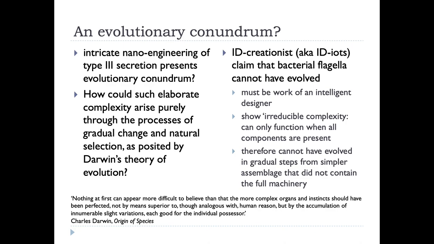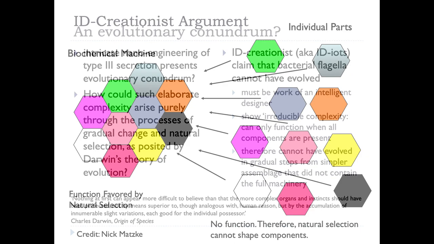And what the ID creationist people have said is that the flagellum must be the work of an intelligent designer, because it shows irreducible complexity. It can only function when all the various parts are put together. The various parts on their own don't do anything. It's only when you put them together. So how can you get from individual parts suddenly coming together through gradual steps? This is the kind of argument that they're putting forward.